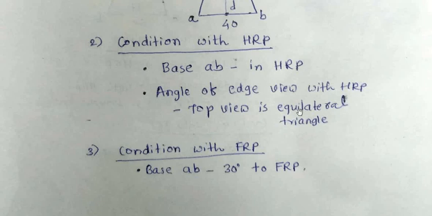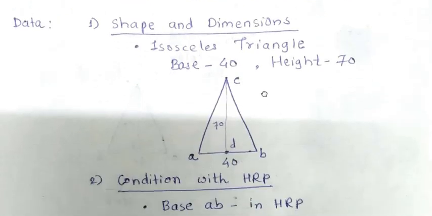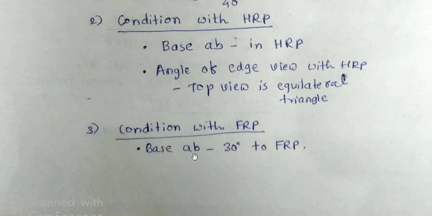Now how to complete this step we will see in the solution, but this thing is important to figure out, and that's why this step makes this problem unique and typical. In this problem, angle of edge view with HRP is not given directly, it is given indirectly. And lastly, we do write down condition with FRP, which is in our problem given directly. Complete the projections of triangle if base is inclined at 30 degrees to FRP. We have specified base as AB. So as per the condition, base AB is inclined at 30 degrees to FRP.